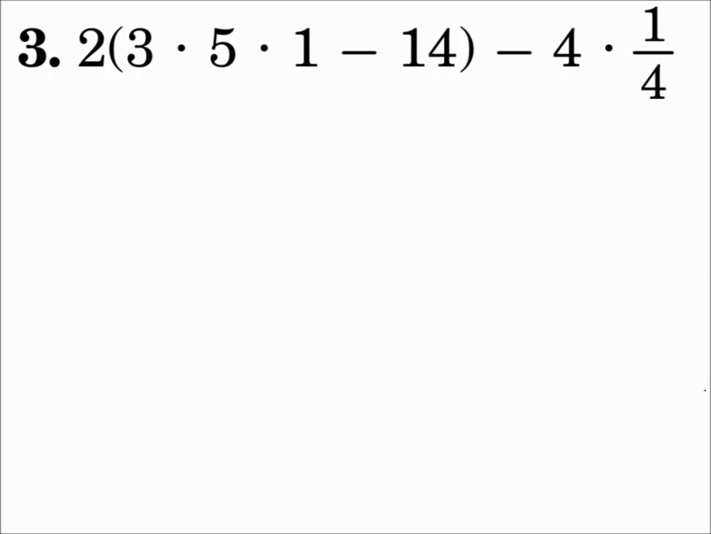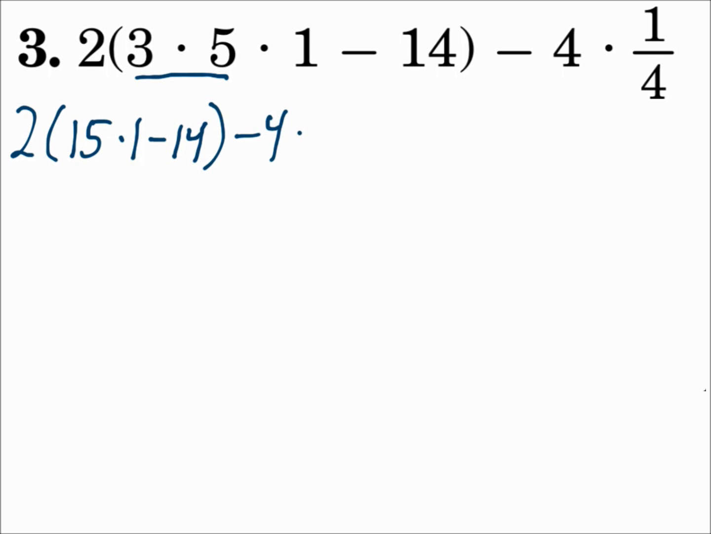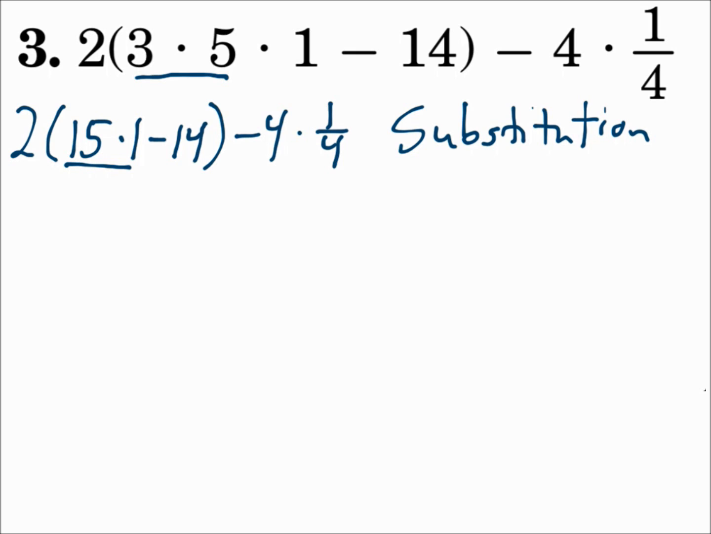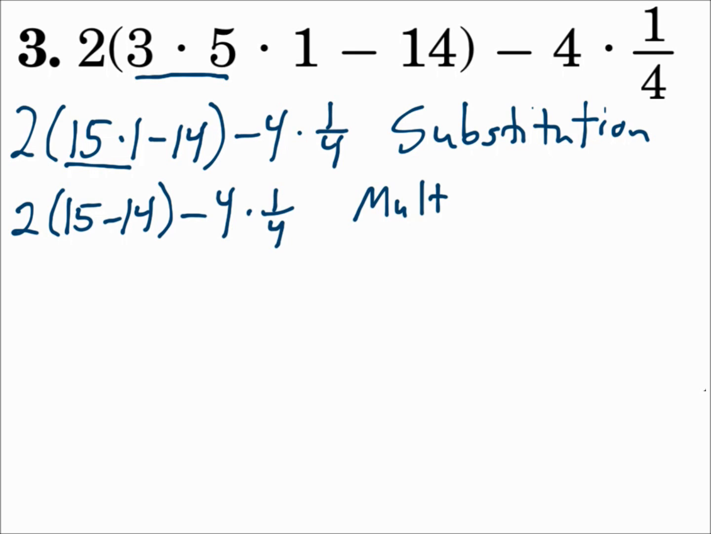For number 3, do the parentheses first. Inside the parentheses, you have multiplication that you can do left to right. 3 times 5 is 15, and that will be substitution. Do the next multiplication, 15 times 1 to get 15. And when you multiply by 1, that's the multiplicative identity.